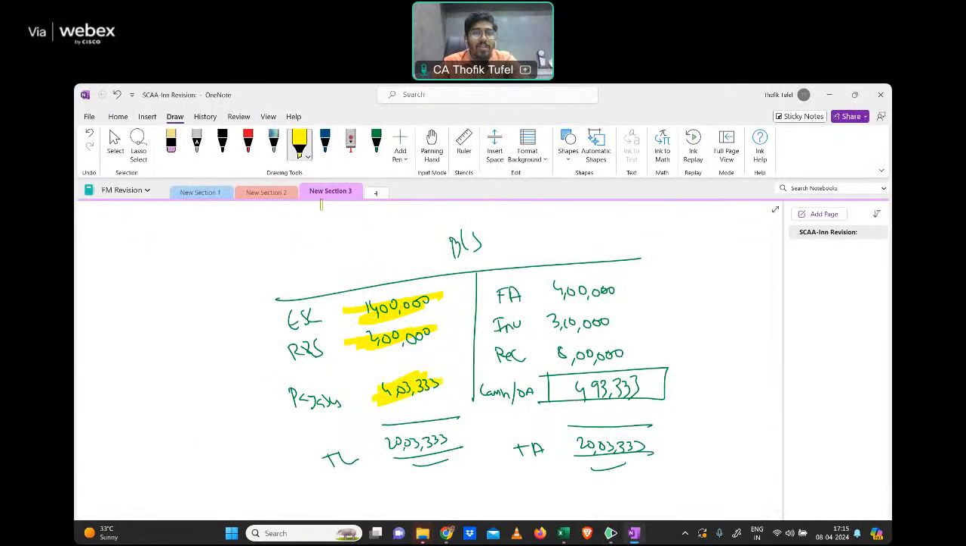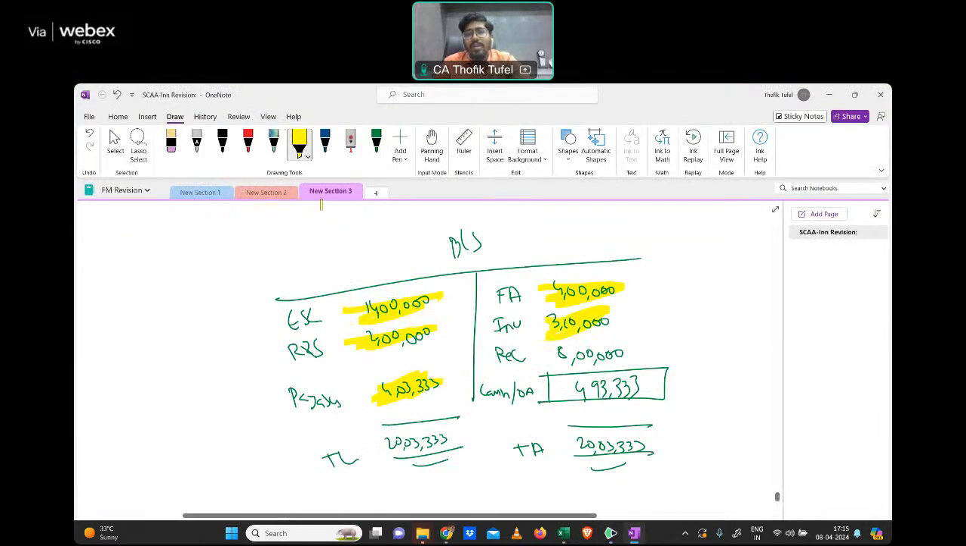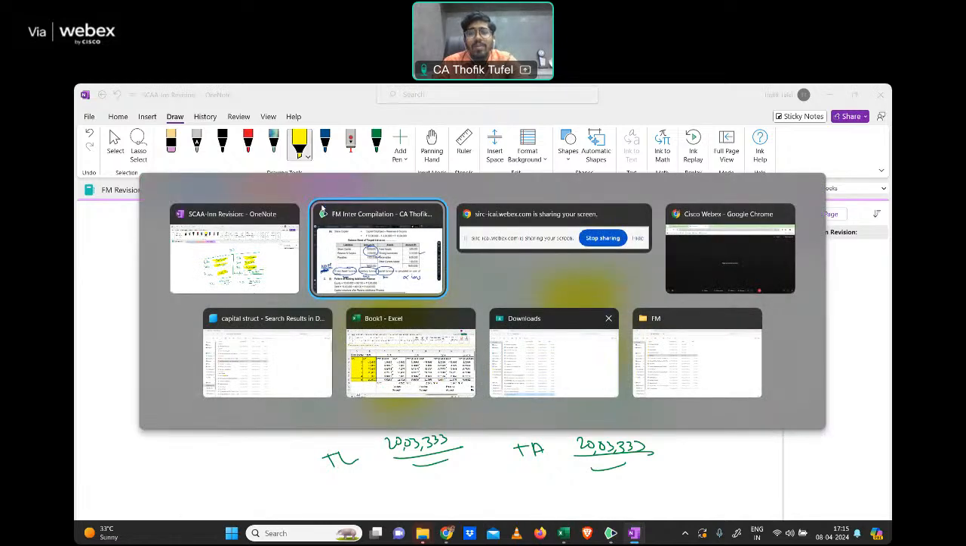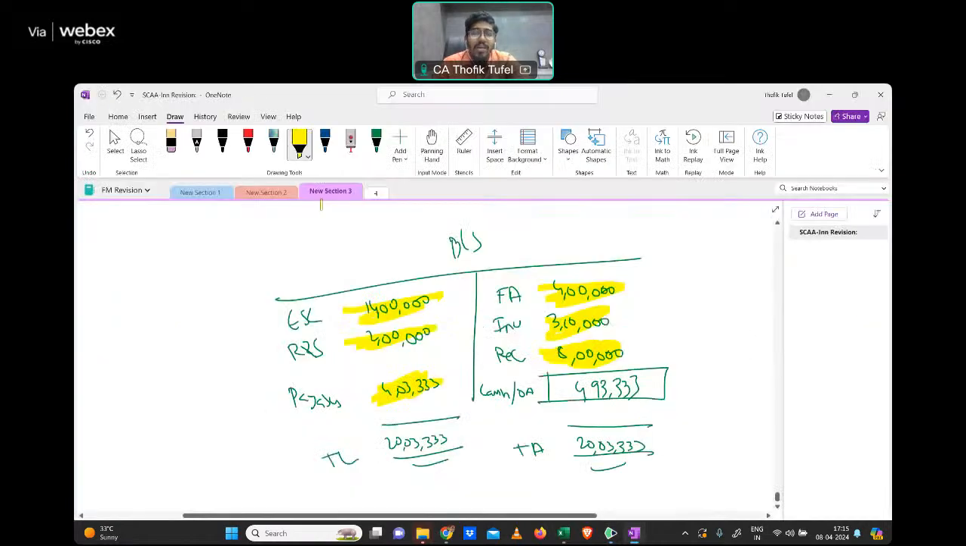அப்படியே பாரு, payables 4,03,333, fixed asset 4 lakh. ஓகே, இன்வென்டரி 3,10,000. ரிசீவபிள்ஸ், ஏன்னா நம்ம ரிசீவபிள்ஸ் நம்ம சேல்ஸ்ல பண்ணிருக்கோம், அதனால நமக்கு 8 lakh வருது, அவங்களுக்கும் 8 lakh வருது, ஏன்னா அவங்களும் சேல்ஸ்ல பண்ணிருக்காங்க. ஆனா அவங்க ஃபிக்ஸட் அசெட் காஸ்ட்ல பண்ணிருக்காங்க. ஓகேவா? அண்ட் கேபிட்டல் அவங்க காஸ்ட்ல பண்ணிருக்காங்க. தட் இஸ் வாட் இஸ் தி டிஃபரன்ஸ்.